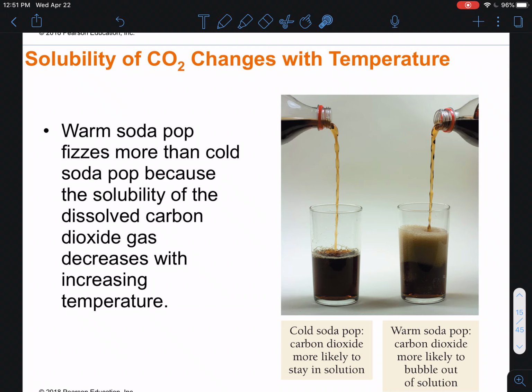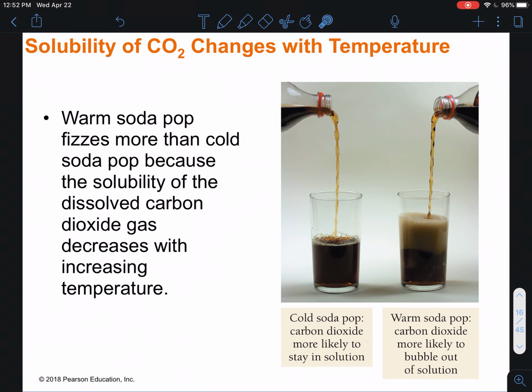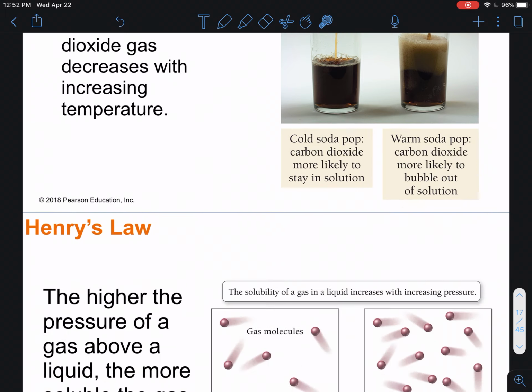And you can even see here when you pour, right? I guess this is cold soda, this is warm soda, and you can see the difference when you pour it in a cup. Here in the warm soda, the gases clearly are bubbling out of solution at a much faster rate. Here, it's happening less frequently, or the rate is less, and that is because it is colder. Sorry. So again, just make sure you understand the solubility of gases in water decreases with increasing temperature.